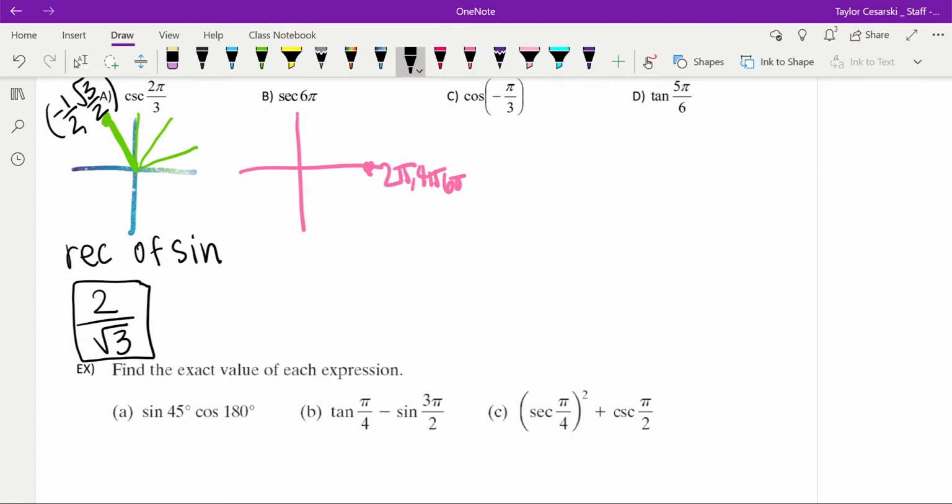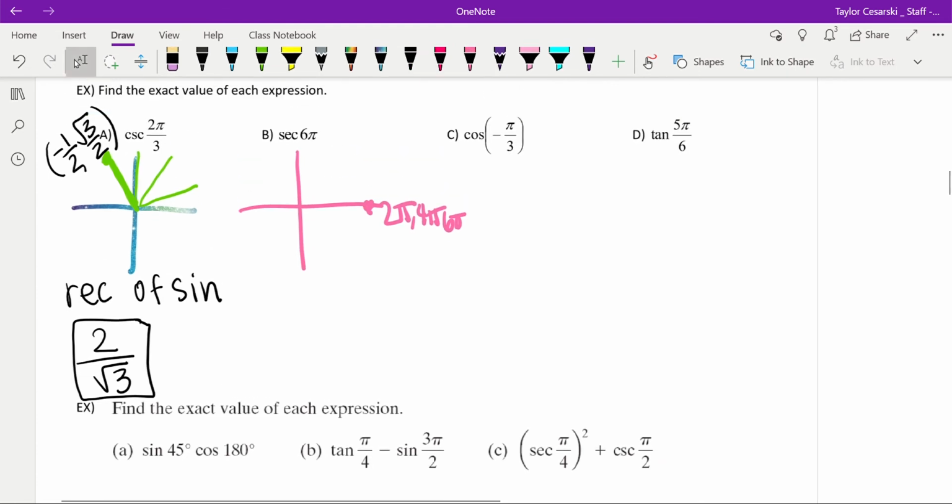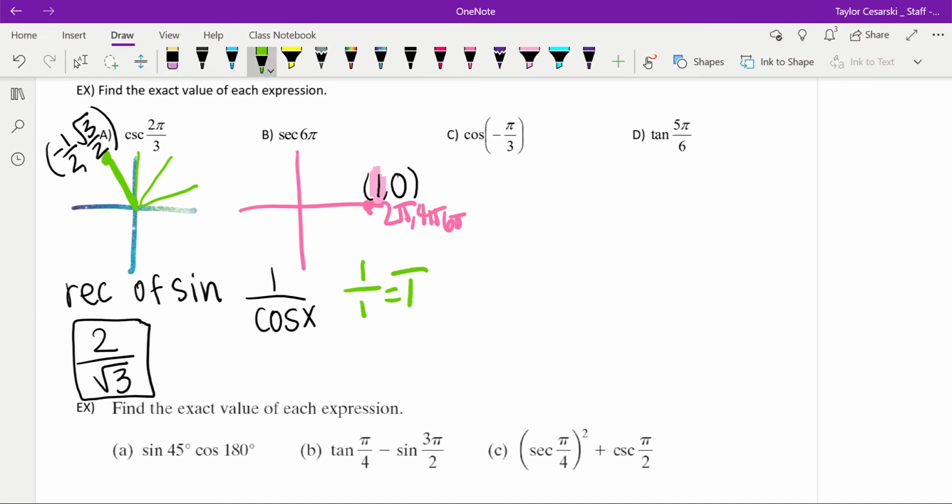Okay, well, what's my ordered pair there? Well, I went over to the right 1, and I went up 0. So my ordered pair is 1, 0. All right, so secant is 1 over cosine of x. What is my cosine value? My cosine here is 1, because that's my x value. So 1 over 1 equals 1.